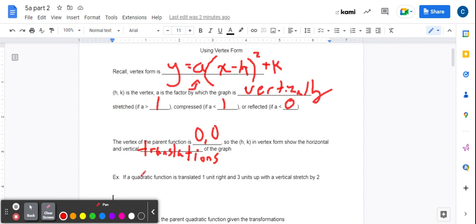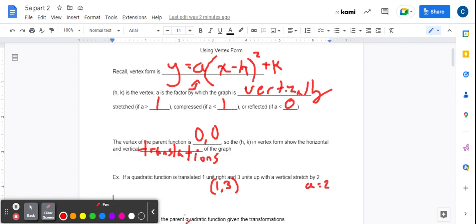Okay, so here's an example. We have a quadratic function that's translated 1 unit to the right and 3 units up. Well, the vertex is not going to be (0, 0) anymore. The vertex is going to be (1, 3). Vertical stretch by a factor of 2. Well, that means a is going to be equal to 2 rather than 1.